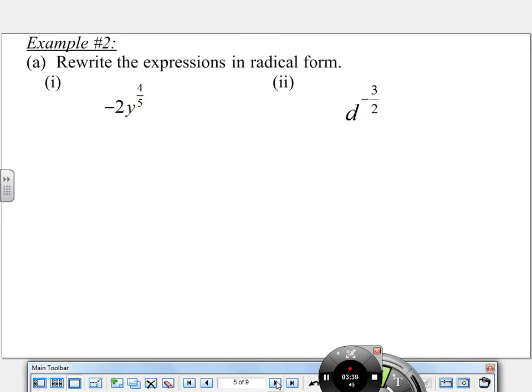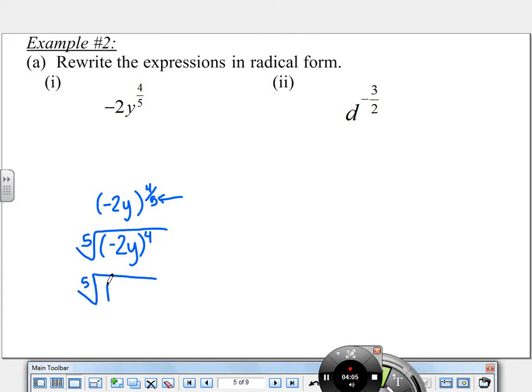Okay, so here we're going to rewrite the expressions in radical form. Okay? So notice here that negative 2y is the base, and 4/5 is the exponent. And remember that the denominator of the exponent is the index of the radical. So negative 2y to the 4th. Okay? So we could even write this as the 5th root of 16y to the 4th. And that would be this expression in radical form.